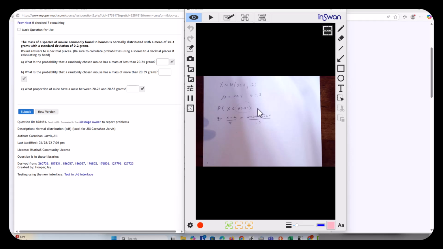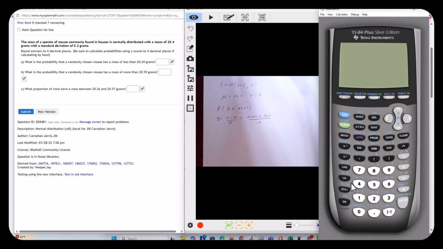So let me bring up the calculator. 20.24, subtract 20.4, enter, and then divide that by 0.2. And that's equal to negative 0.8. Now, if this had not been a single digit to the 10th place, if you had more than that, you would need to take this out to at least 4 decimal places.